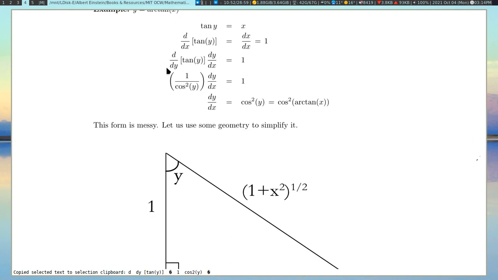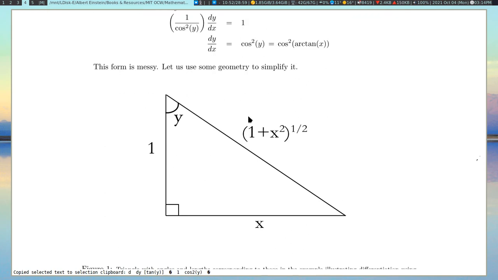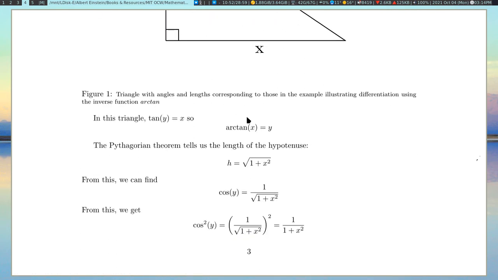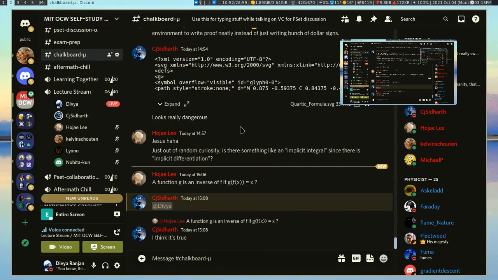But yeah, basically we try to get dy over dx by using the same idea. And then they use some geometry to simplify. Well, we can also use the quotient rule on sine over cos.